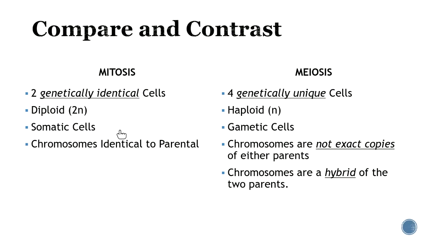And we talked about how some organisms, the prokaryotes, go through reproduction this way, because they just wind up making clones of themselves. This is how we repair, replace, and grow. Key thing is chromosomes are identical to the parental, so there's going to be no changes. We're making clones. Now with meiosis, our end product is 4 genetically unique cells. They're going to be different combinations, and they're all going to be haploid. They're all going to have one copy. These are going to be your gametes, and the key thing is they are not exact copies of either parent. It's going to be a mixture of both.